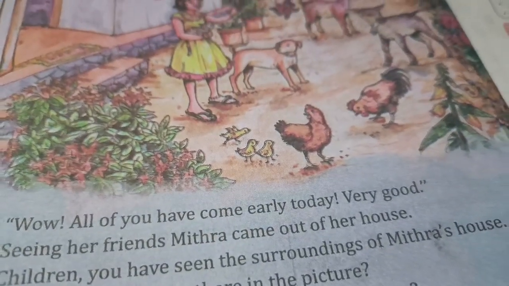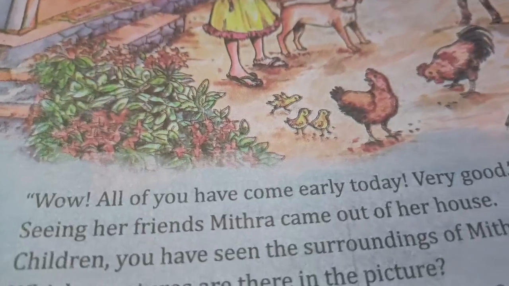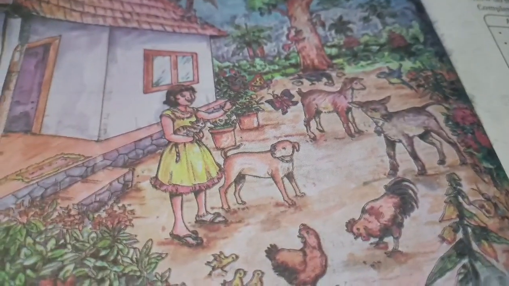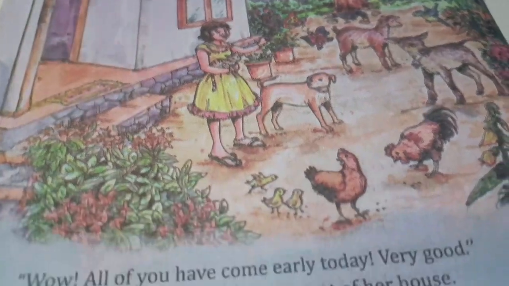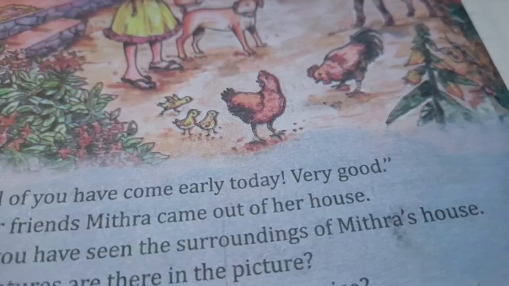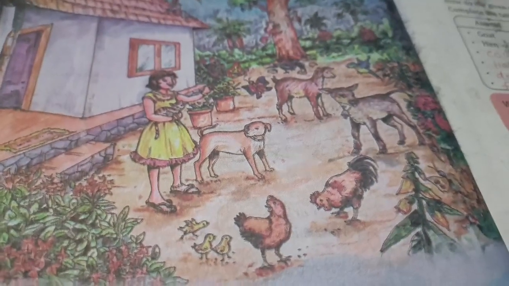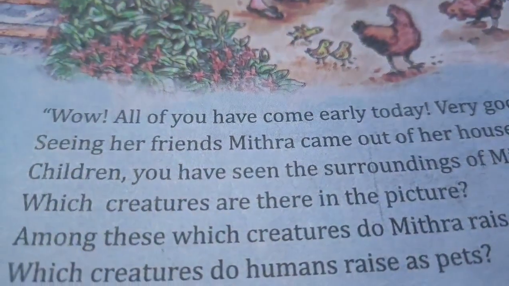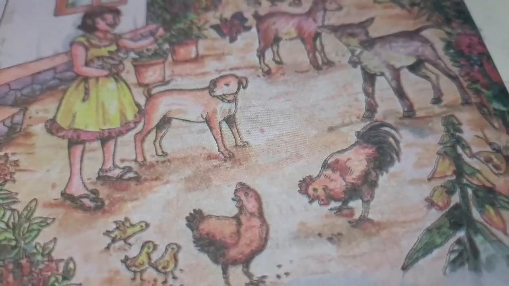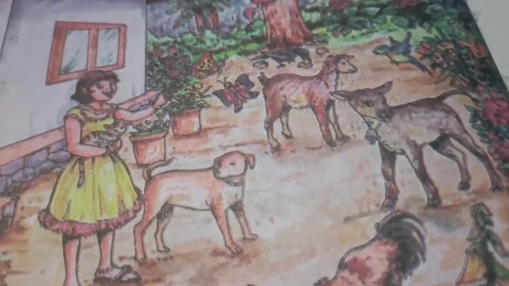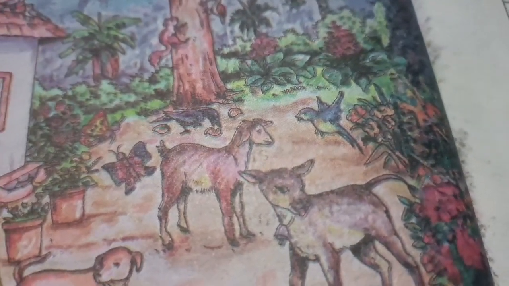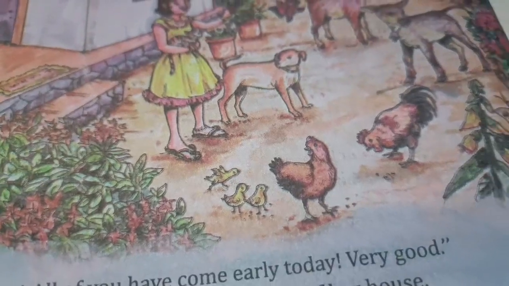Wow, all of you have come early today. Very good. Seeing her friends, Mitra came out of her house. This is Mitra's house. Children, you have seen the surroundings of Mitra's house? Which creatures are there in the picture? Cock, hen, chicks, dog, calf, goat, parrot, butterflies, etc.